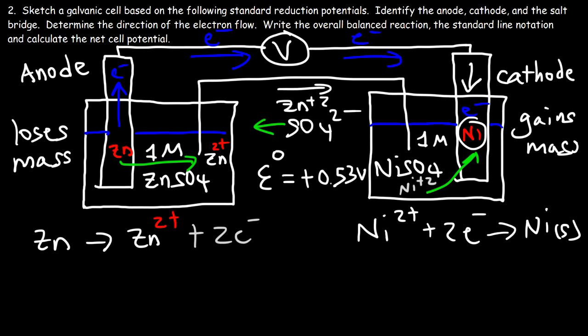The basic setup for a cell notation looks like this. So first you want to start with the anode material, which is typically a solid metal, and then you want to use a vertical line to separate one phase from another.